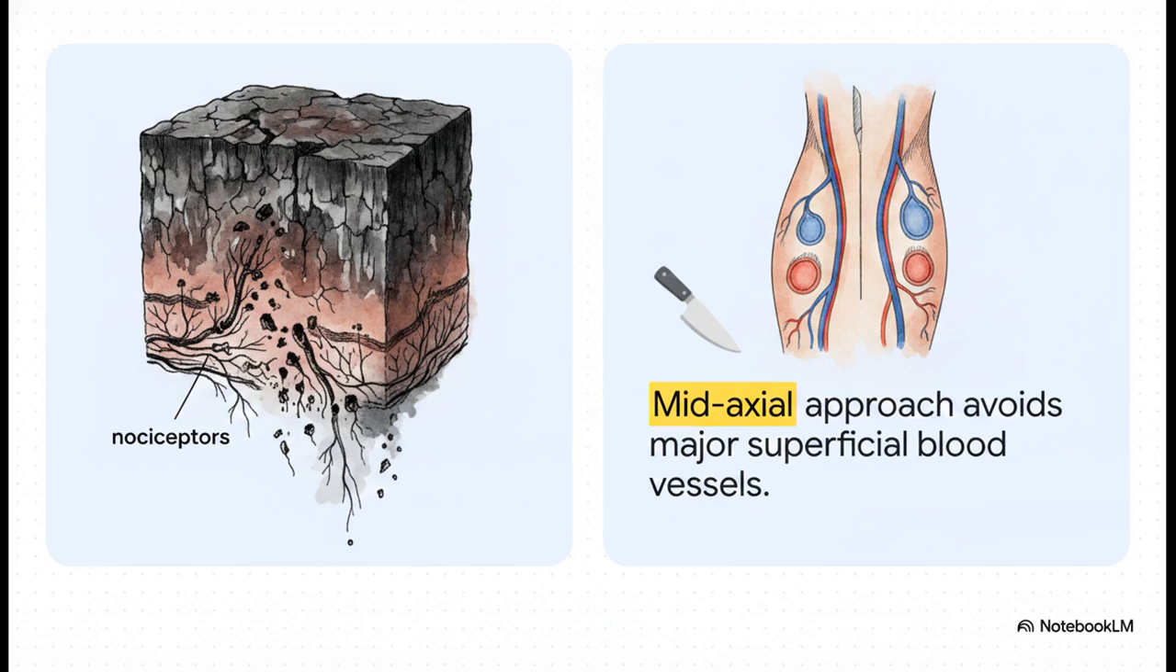And for the approach, the answer is A. You must cut mid-axially, right along those mid-lateral and mid-medial planes to successfully dodge the primary nerves and blood vessels while releasing that deadly tourniquet effect.